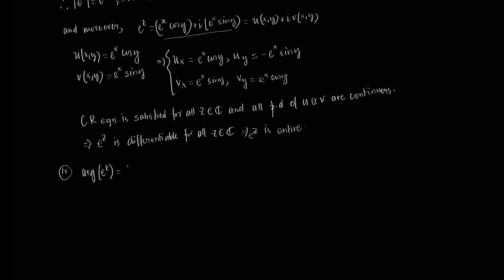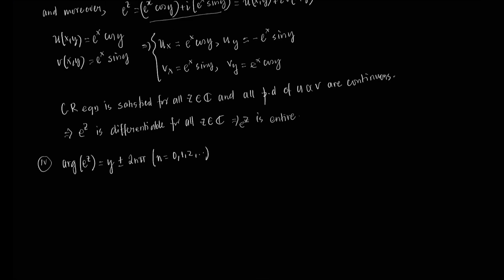So what should be the argument? Of course, the argument should be y, and then you have plus or minus the other part, the 2 pi part, so 2n pi, for n equals 0, 1, 2, and so on. So that's your argument. I hope this is clear.